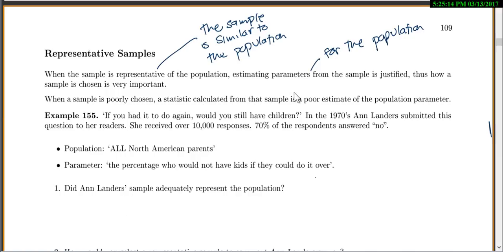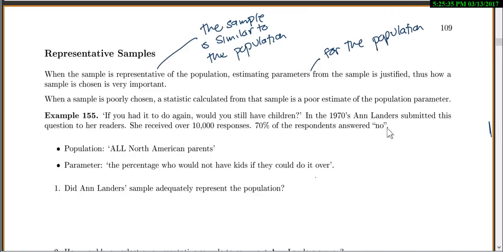of your population parameters. So this is a good example where in the 1970s, Ann Landers asked her readers, if you had to do it over again, would you still have children? She received over 10,000 responses. Now 10,000, you think, that sounds really big and this is probably going to be accurate. Right? And 70% of the people said no.